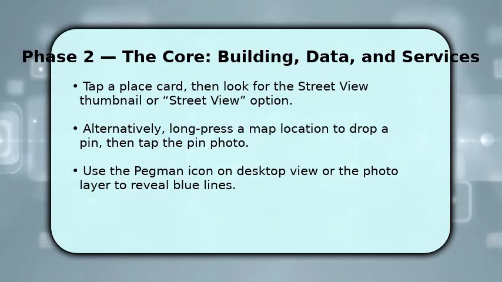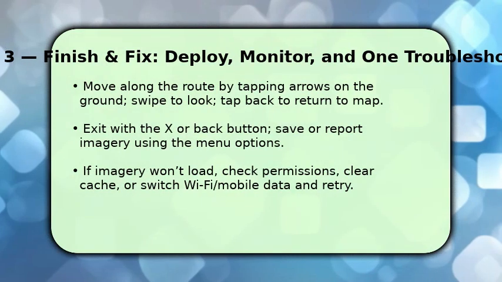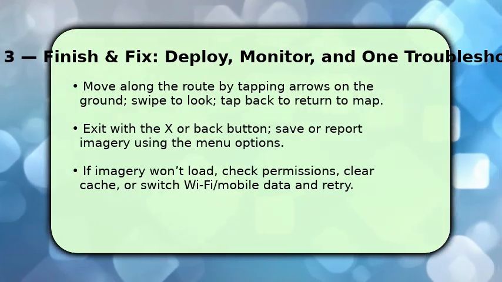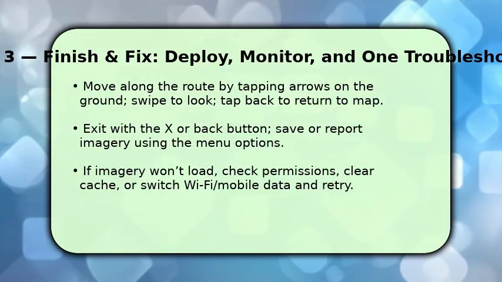To finish, navigate within Street View by tapping the forward arrows on the road and swiping to change direction. This moves you along connected panoramas.